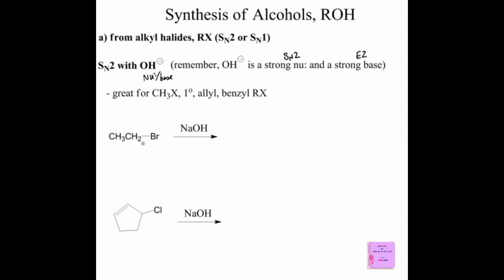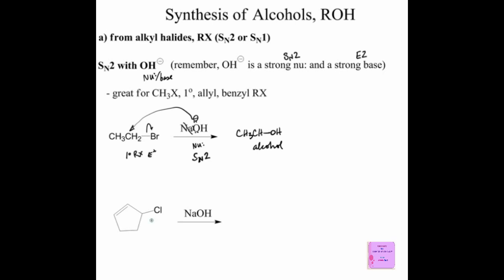Okay, so for example, if you had ethyl bromide and you treat it with sodium hydroxide, because this is a primary RX, a primary alkyl halide, this is our electrophile, the hydroxide is our nucleophile, no problem attacking the carbon, kicking off the leaving group. This would be a great SN2, and this would be a reasonable way to make an alcohol. We just made an alcohol by using hydroxide as a nucleophile.